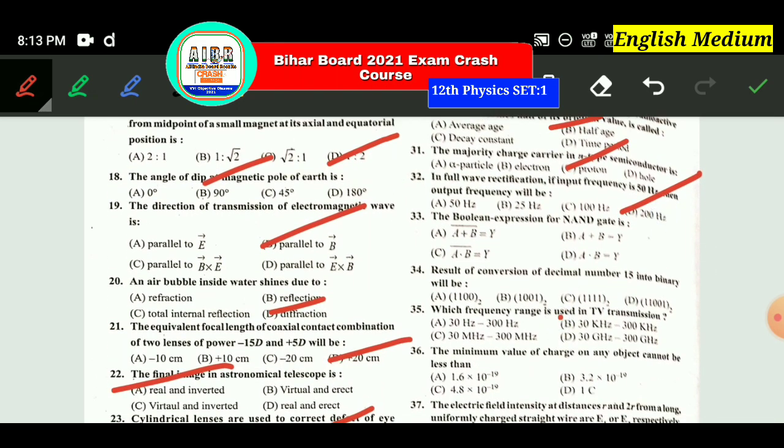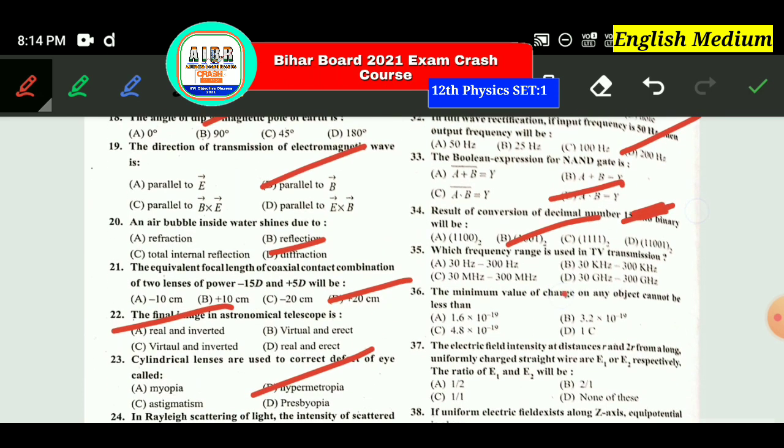The Boolean expression for AND gate is, A into B is equal to Y. Result of conversion of decimal number 13 into binary will be, answer is 1101 base 2. Which frequency range is used in TV transmission, 30 megahertz to 300 megahertz? The answer is C.